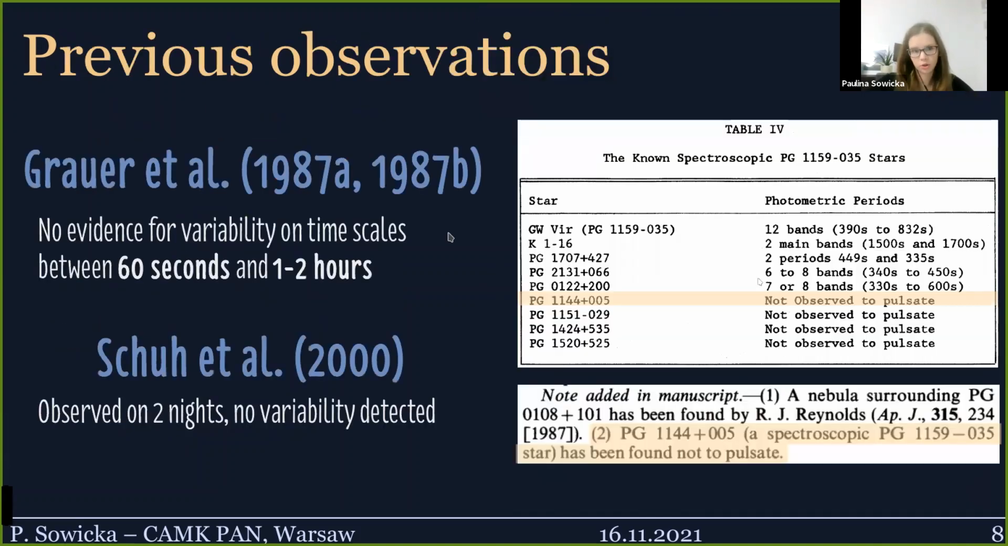A number of authors observed that star, starting from the pioneering work of Grauer in the late 80s. Unfortunately, these authors didn't find any variability on time scales between 60 seconds and 1 to 2 hours. Later on, Schuch and collaborators also observed the star using bigger telescopes and also did not find anything. Unfortunately, these authors didn't mention any detection limits.